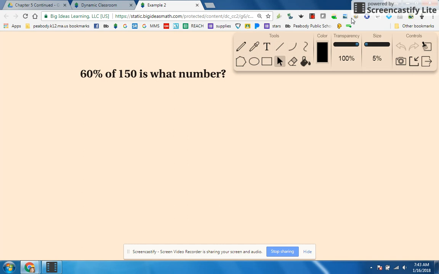So I'm just going to try one like this for you, and then I'll give you one to try. So the same exact steps. 60% would be 60 over 100. Of means times. 150 is 150 over 1. All right, I'm going to cross cancel. I can divide these both by 50. So 100 divided by 50 is 2. 150 divided by 50 is 3.